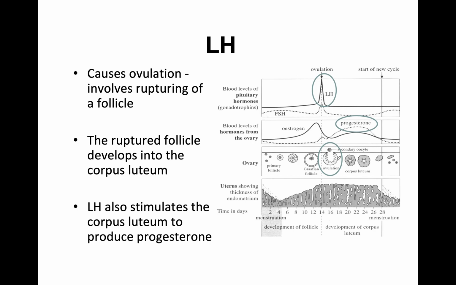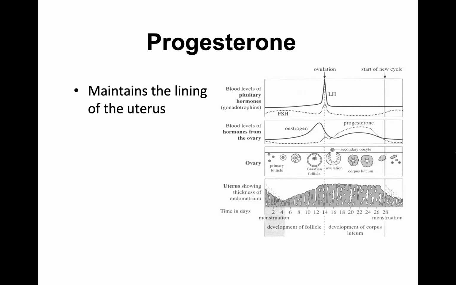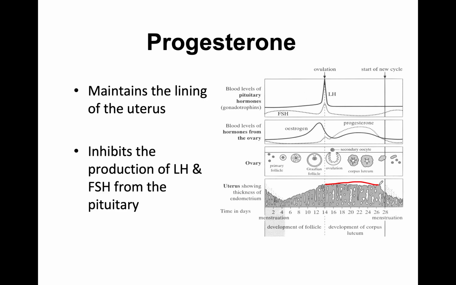We can see after the Graafian follicle is ruptured, it develops into the corpus luteum. That active corpus luteum produces progesterone. So we can see the concentration of the progesterone is greatest after the Graafian follicle is ruptured. Progesterone is responsible for maintaining the thickness of the endometrium, the lining of the uterus. It also inhibits the production of LH and FSH from the pituitary gland. So when the concentration of the progesterone is high, the concentration of the LH and the FSH is at its lowest point.